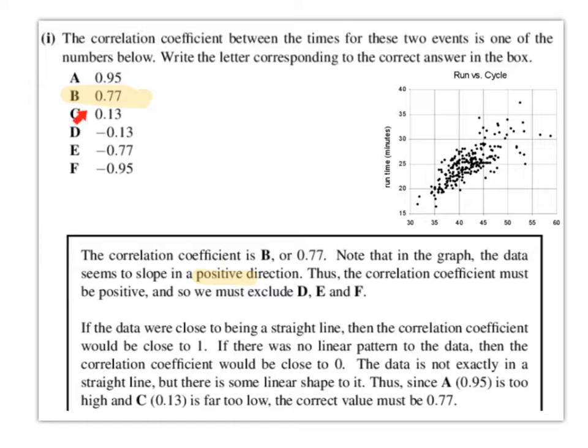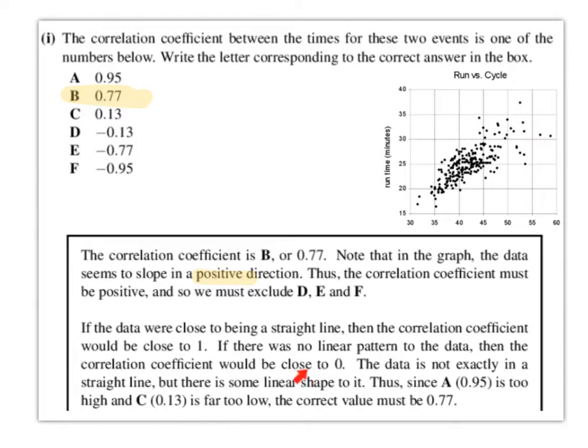So we can straight away forget about any of the minuses, because the first three are positive, the last three are minus. So we're definitely going to have a positive correlation coefficient. Thus, the correlation coefficient must be positive, and so we can exclude D, E and F. If the data were close to being a straight line, then the correlation coefficient would be close to 1. So if all these dots formed very close to a straight line, a line of best fit, then we'd say the correlation coefficient is very close to 1, or it might be 0.99 or 0.98, and so on.